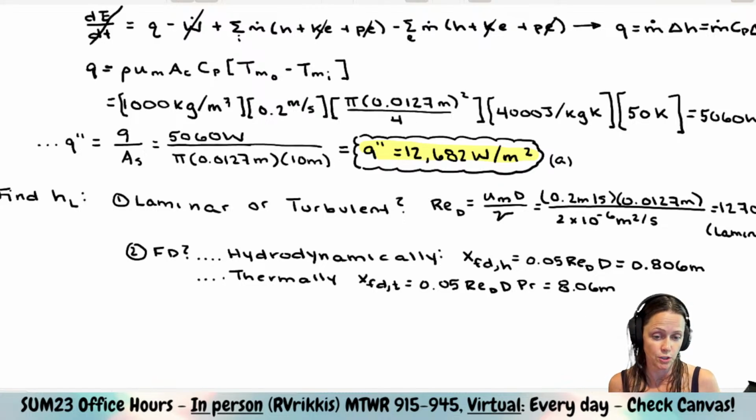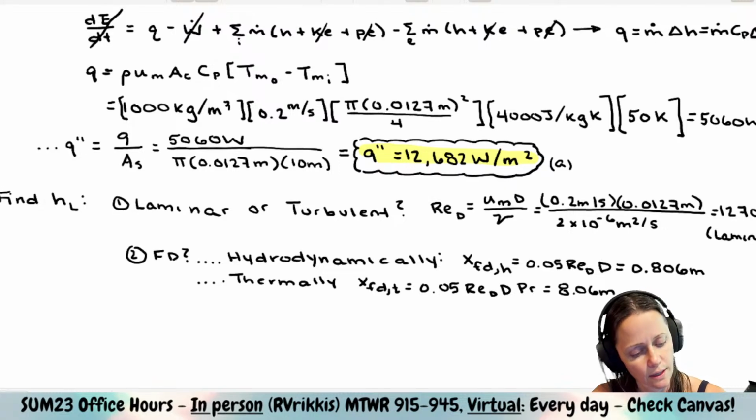So comparing that to the length, we see that at 10 meters, it's already become fully developed, right? So hydrodynamically, between 0 meters and 0.806 meters, it was developing, and from then on it was fully developed hydrodynamically. And then thermally, it was developing up until 8.06 meters, and from then on out it was fully developed. So there we go.